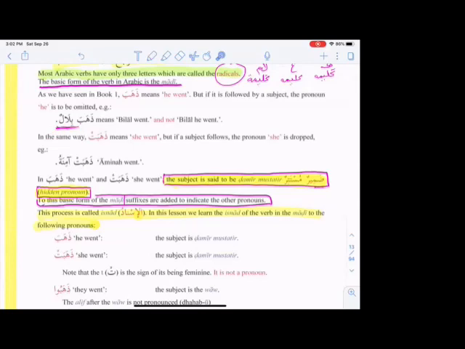Marfu'. Now I am changing it. These things will come. I say to you, Bilalun Zahaba. What will you call this sentence? Zahaba Bilalun is Jumla fi'liyya. What will you call Bilalun Zahaba? The sentence began with a noun. The verb is coming later. Bilalun Zahaba. So this is your Jumla Ismiyya.